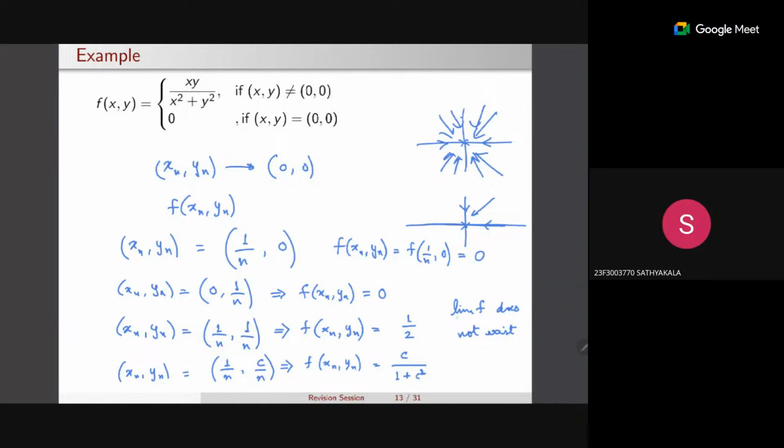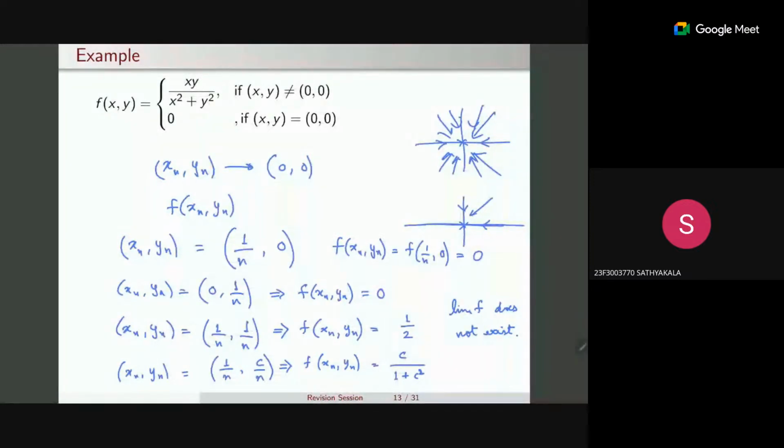Limit, I've not written it out fully. Limit as (x, y) goes to (0, 0) of f of (x, y) does not exist, because along different curves you get different limits. The real thing is to consider all possible curves. Alternatively, you can take sequences and work with them.